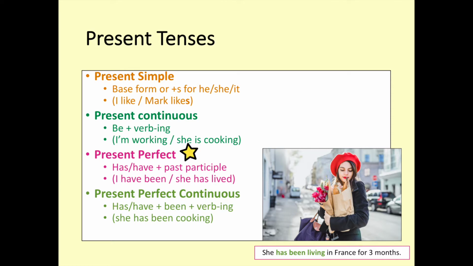Present perfect, which is has, have plus past participle. So I have been, she has lived, and present perfect continuous. So has or have plus been and verb ing. She has been cooking.